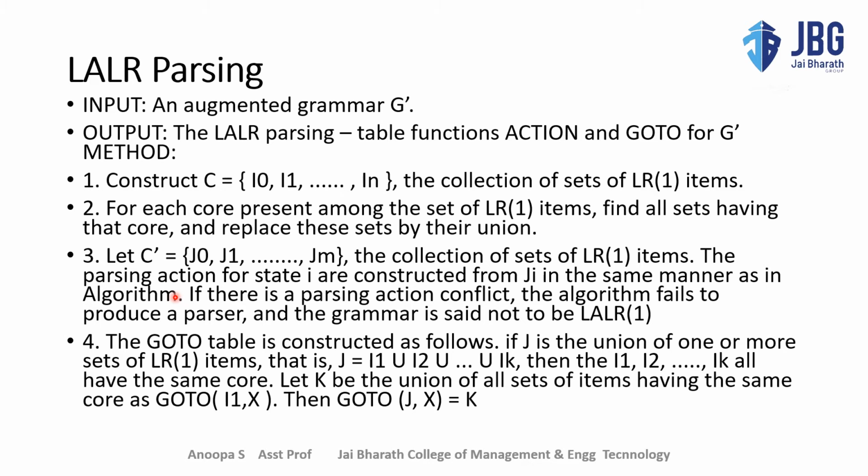And whenever there is a shift reduce conflict, we will say that the grammar is not in LALR(1). Now the go-to table is constructed as follows. In the go-to table, we know that from a state, for a non-terminal, we will go to another state, right? Here, as we are taking the union of the states, we have to consider the union while performing the go-to. You will understand better when we go through it.